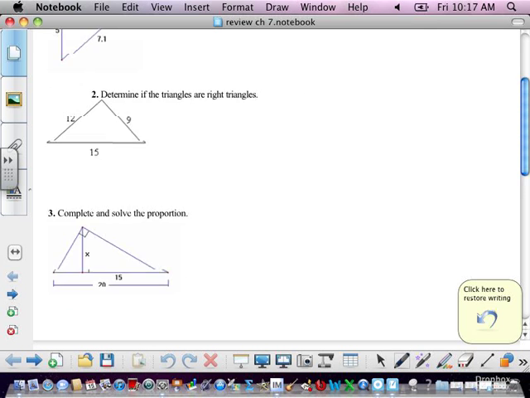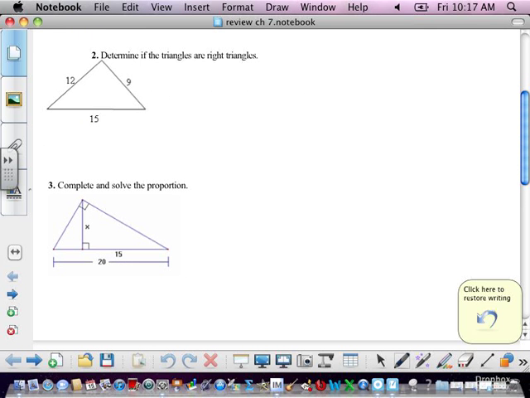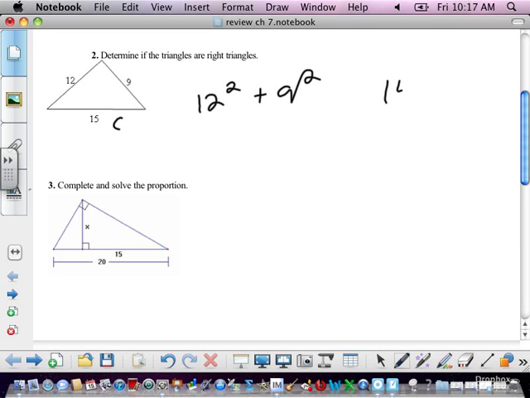But we're going to go down to number 2, and we're going to determine if this is a right triangle, an obtuse triangle, or an acute triangle. How would I do that? I'm again going to use what? Pythagorean theorem. What's going to be my C? Is it going to be 9? 15, because it's the biggest number. So 12 squared plus 9 squared. I'm going to see if it's equal to 15 squared, greater than, or less than.